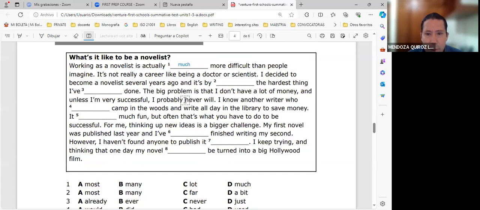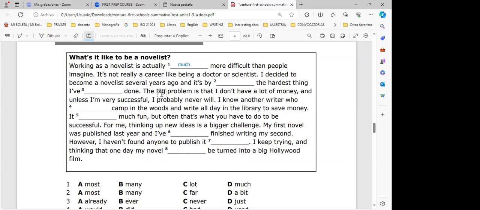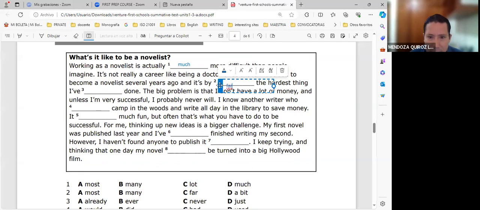Number two, Mario. Number two says, I decided. And it's by far, letter C. By far, no? You can see by far, and here it is the superlative, no? The hardest thing. The hardest, the superlative, and the present perfect. No? That's it.